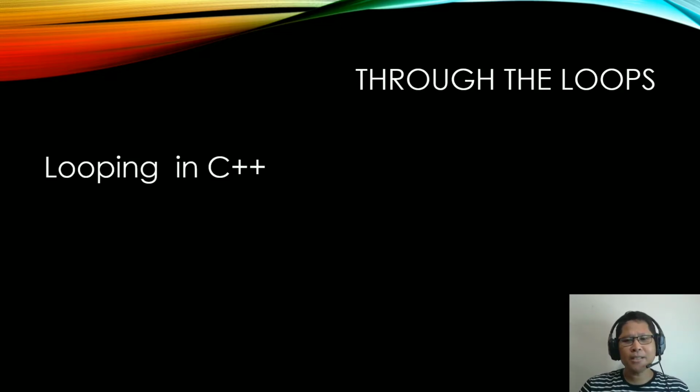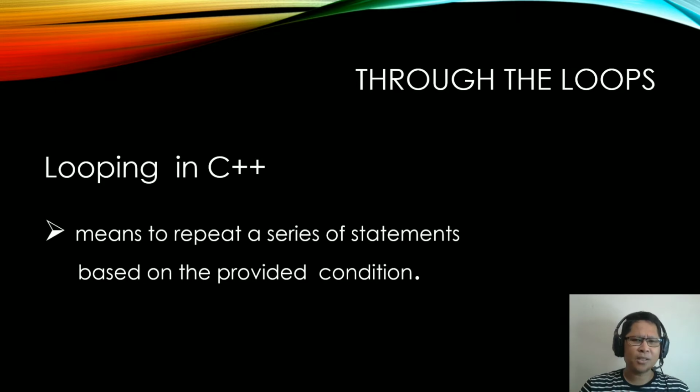So, looping in C++. What is looping? Looping means to repeat a series of statements based on the provided condition. In computer programming, sometimes there is a need to perform some operation more than once, or a number of times. So loops come into use when we need to repeatedly execute a block of statements.